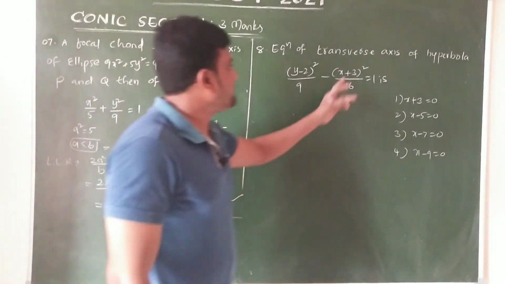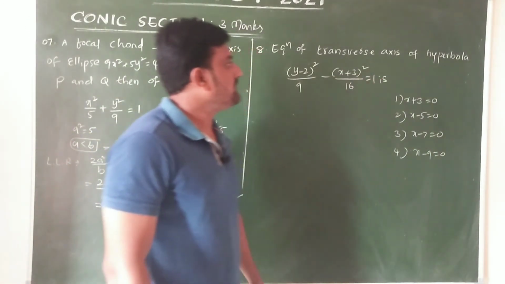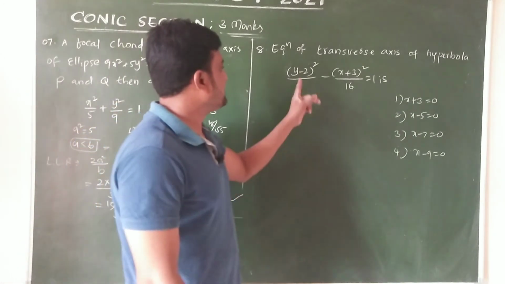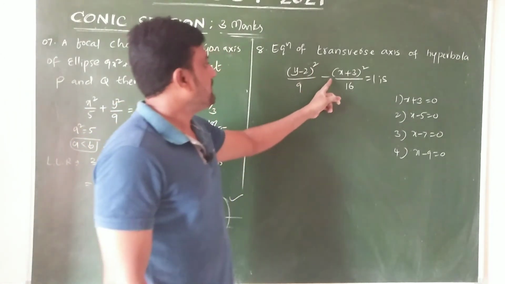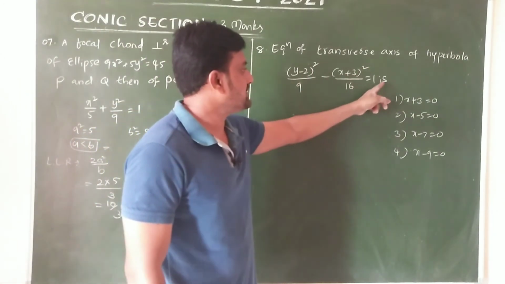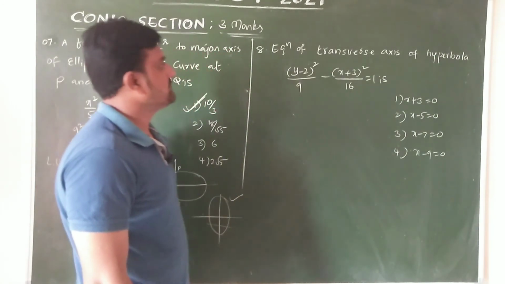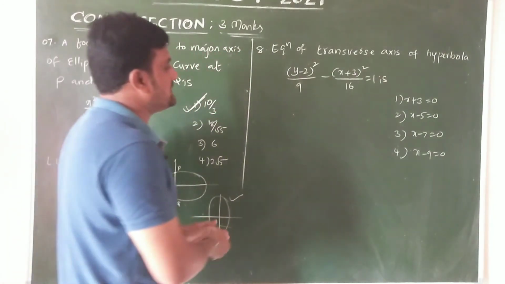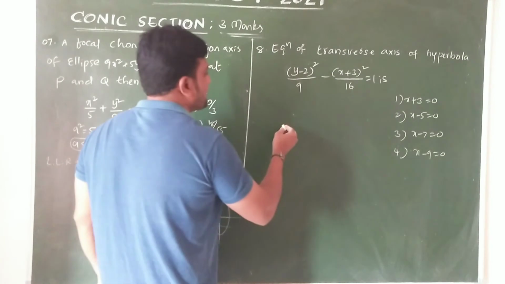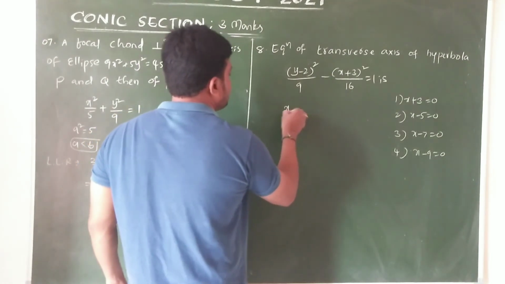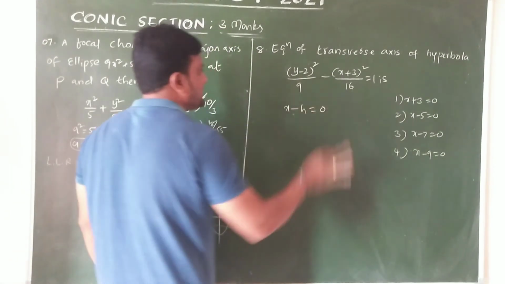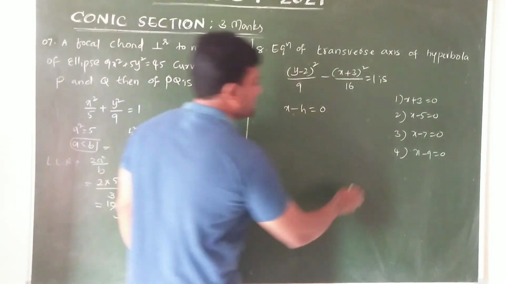Now the equation of the transverse axis of the hyperbola (y minus 2) whole square by 9 minus (x plus 2) whole square by 16 equals 1 is what? Simply, the equation of the transverse axis is nothing but x minus h equals 0. Clearly, yes or no? Okay.